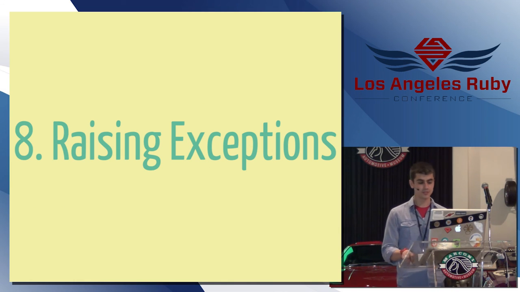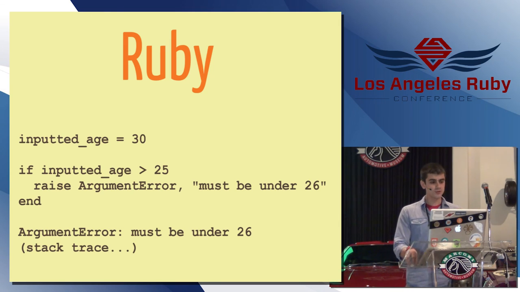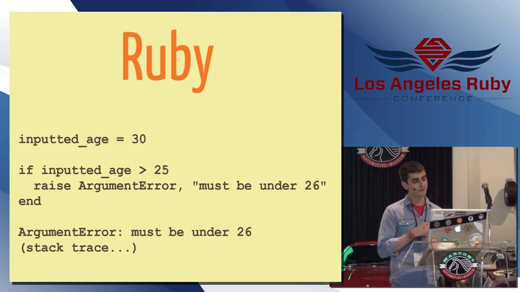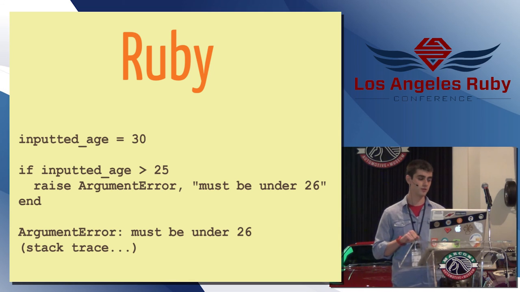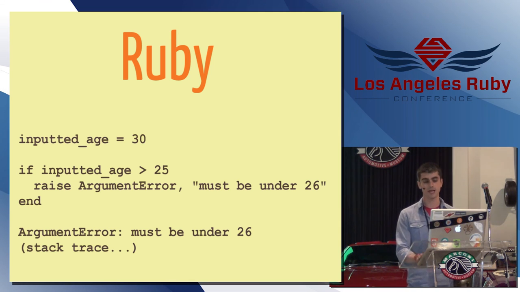Raising and handling exceptions is very similar in both languages. Let's look at Ruby. So in this little example, I set input age to something, and then there's a conditional. If that age is over 25, raise an argument error and just say you have to be under 26. And when you do that, it's obviously going to raise that error because the age is 30, so you get the argument error and then you get a quick stack trace.